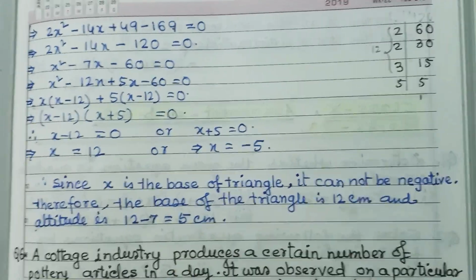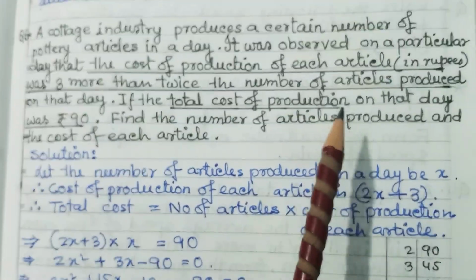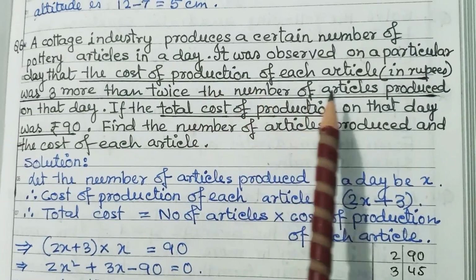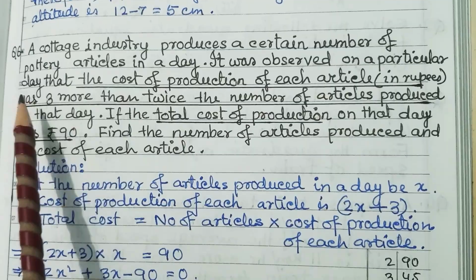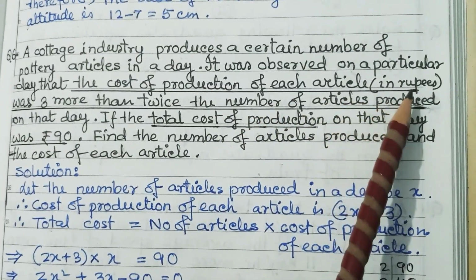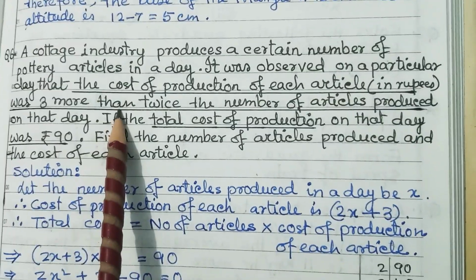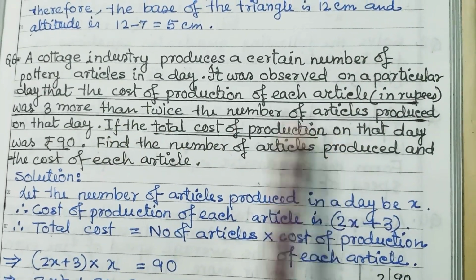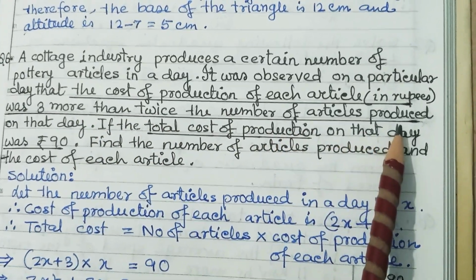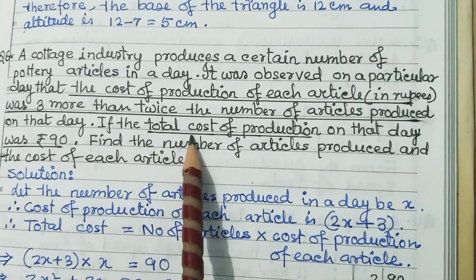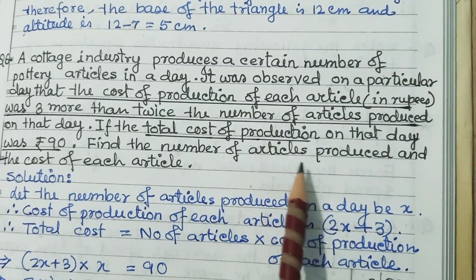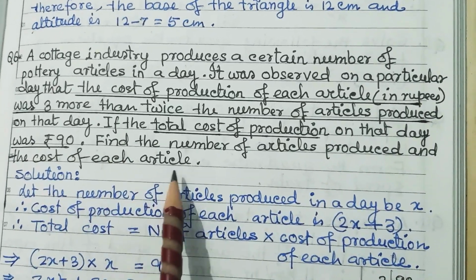Next question: a cottage industry produces a certain number of pottery articles in a day. It was observed on a particular day that the cost of production of each article in rupees was 3 more than twice the number of articles produced. I underline where the condition has been given to understand it. Now, if the total cost of production on that day was rupees 90, find the number of articles produced and the cost of each article.